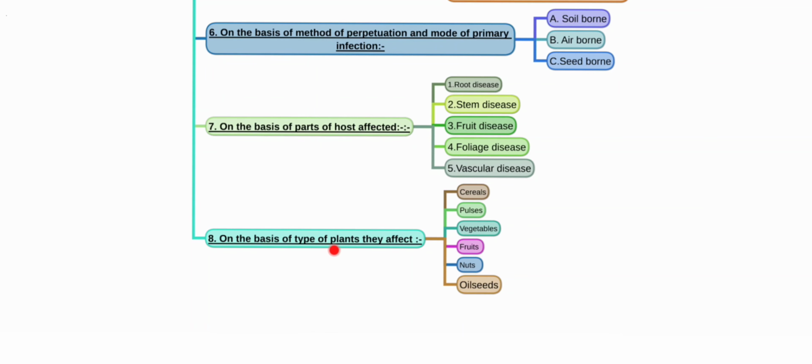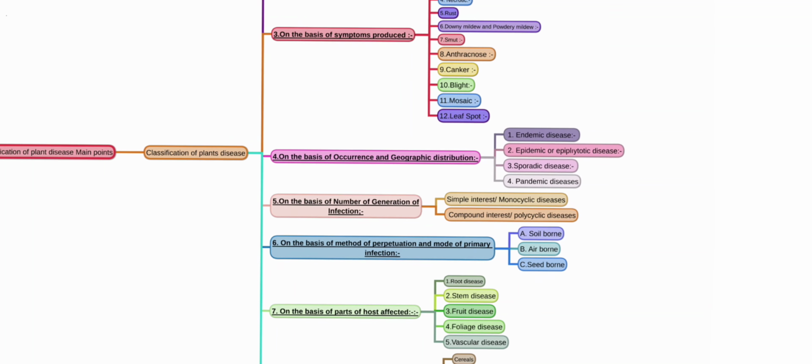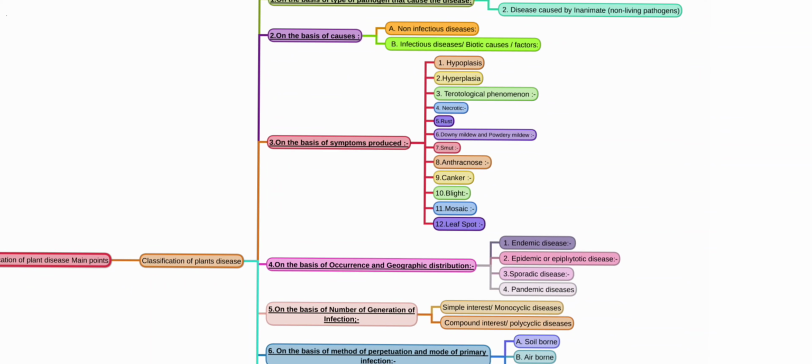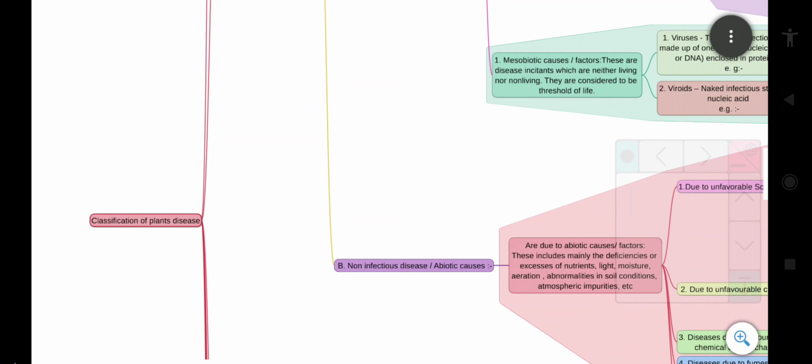On the basis of type of plants they affect, the plant diseases are classified into cereals, pulses, vegetables, fruits, nuts, and oilseeds. So these are the main points of our chapter, classification of plant disease. Classification of plant disease is divided into 8 main points. Thank you. So we start classification of plant disease.